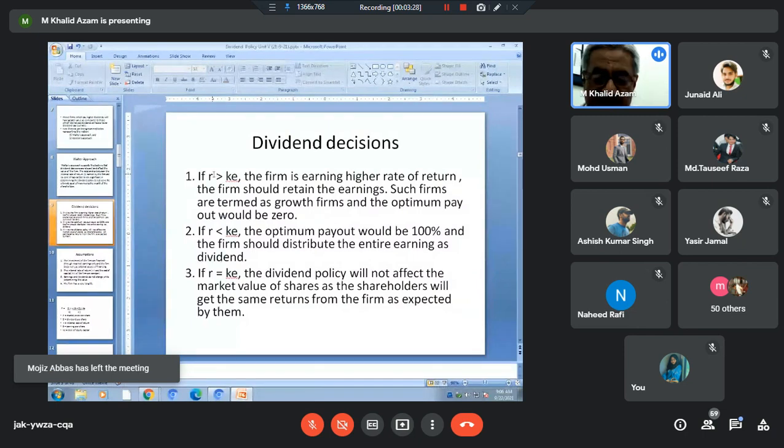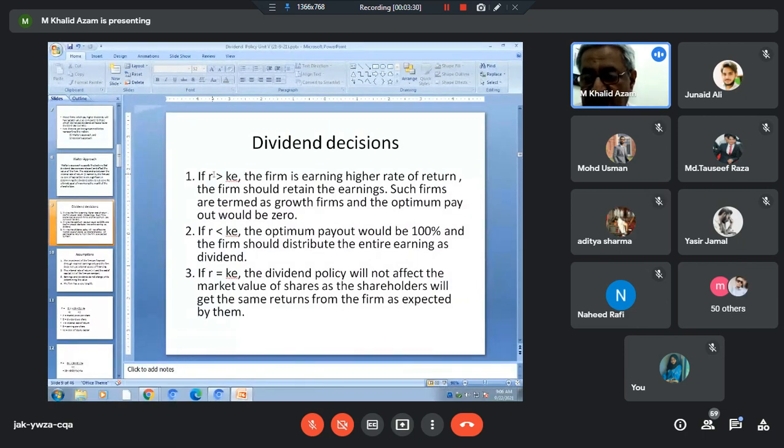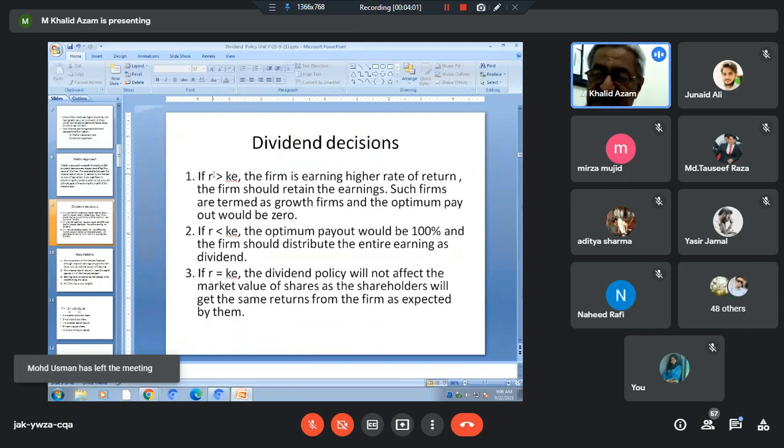Now, the rate of return is compared with the cost of capital. There are different types of capital as part of the capital structure that you have already studied, but here we are mainly concerned with the equity shareholder, so we are considering the cost of equity. It is not the weighted average cost of capital that matters. Why? Because we are basically interested in increasing the wealth of the shareholder, so it has to be treated on the basis of the cost of equity. So the first thing is the relationship between the rate of return and the cost of capital.